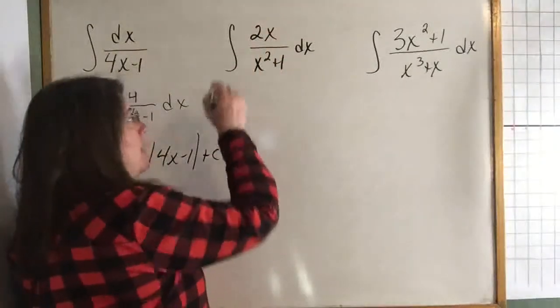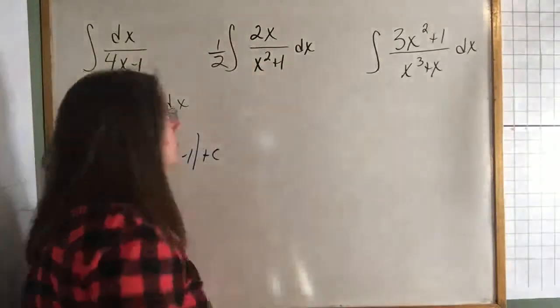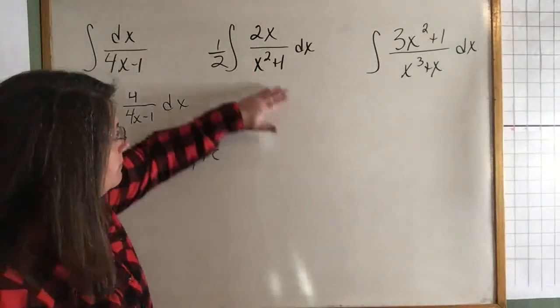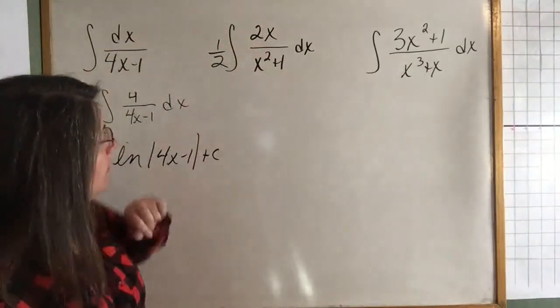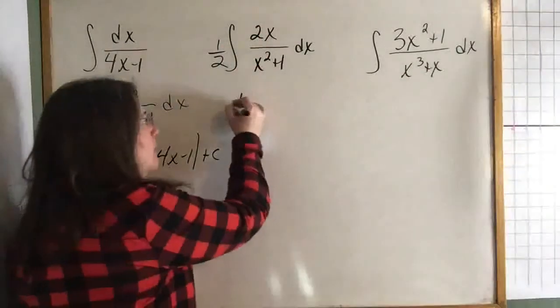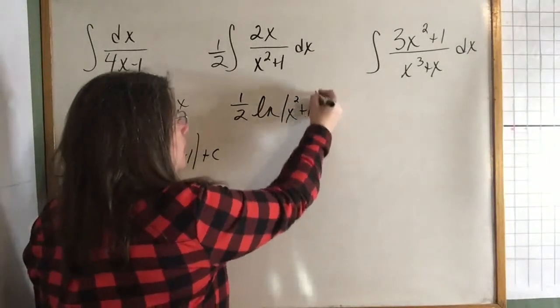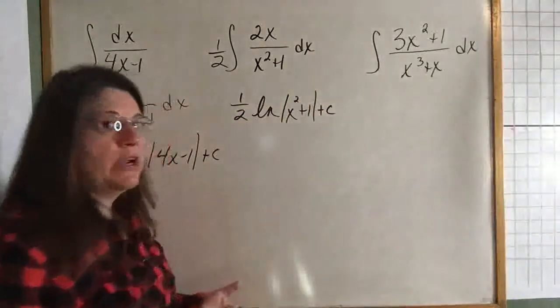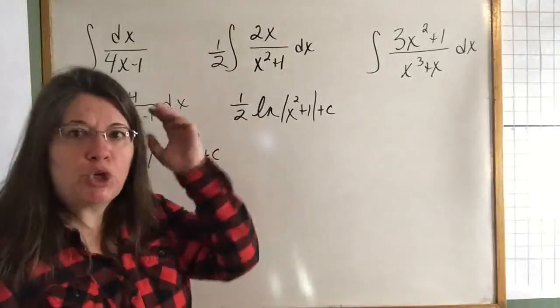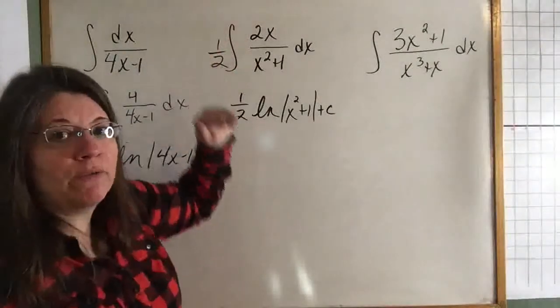When I put the 2 on top, I offset that on the outside with a 1/2. Now I have the derivative over the original, so I keep my 1/2. That is a natural log of the absolute value of x squared plus 1 plus c. So very simple. You need to train your brain to look for derivative over the original.